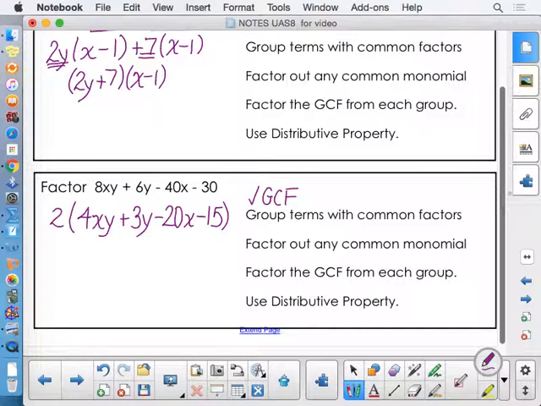That 2 now will just be a factor that continues down with the rest of this as I go to work on the rest of it. The rest of it now I'm going to factor by grouping. I'm going to take these 2 terms and find out what they have in common. Their greatest monomial factor is a y.